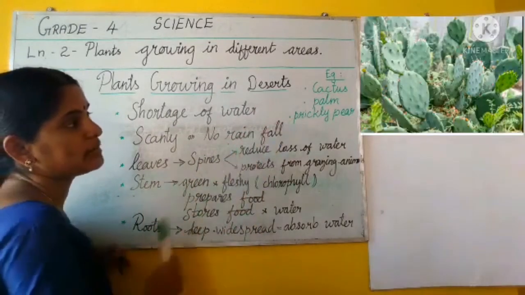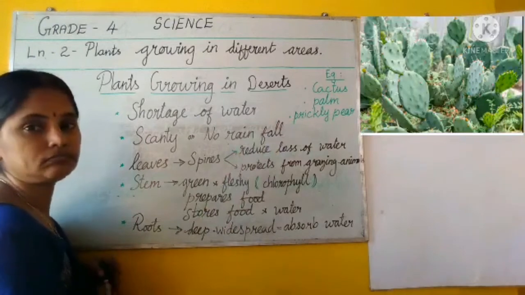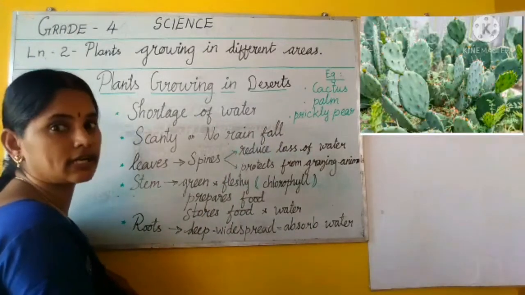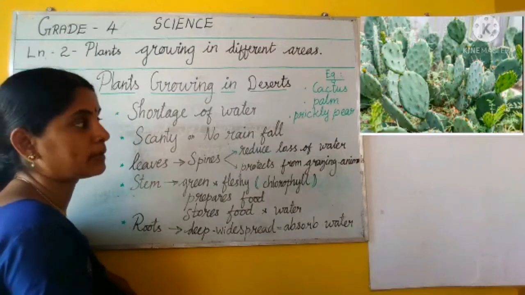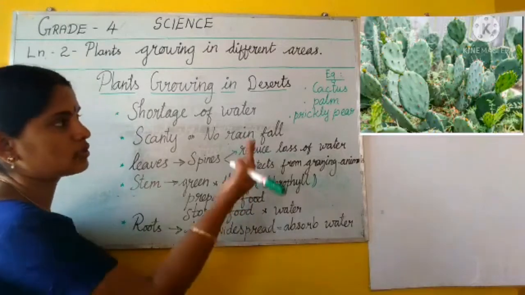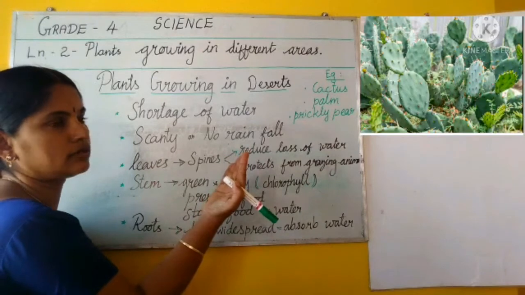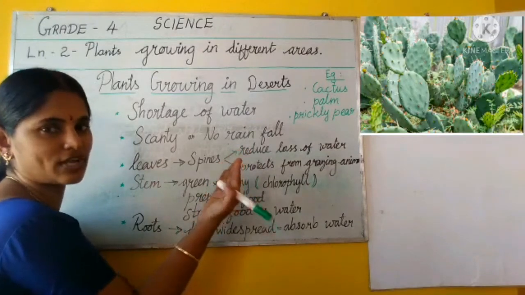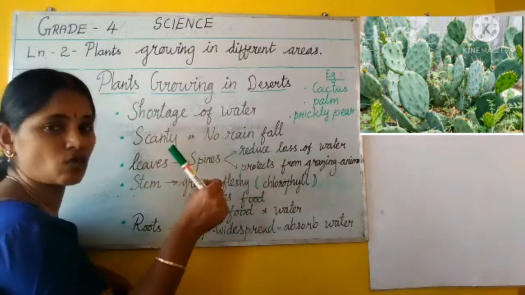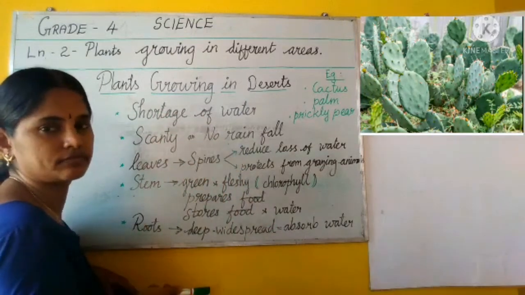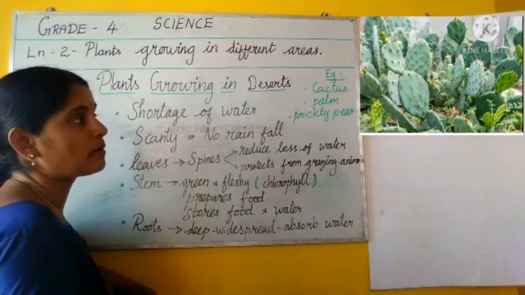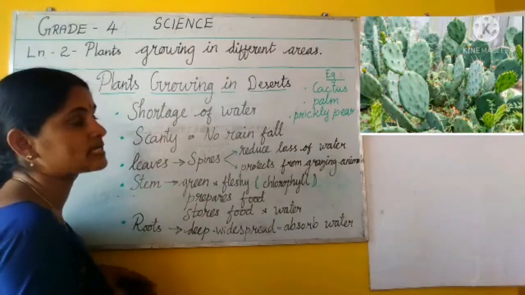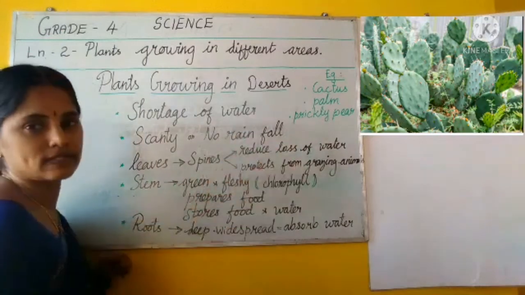And this is prickly pear. What is that prickly pear? Chapati kalli, prickly pear. See, look at that broad, fleshy green stem. The spines over there are what? Leaves. Are you clear, children? Palm, panamaram. So these are the best examples of desert plants.